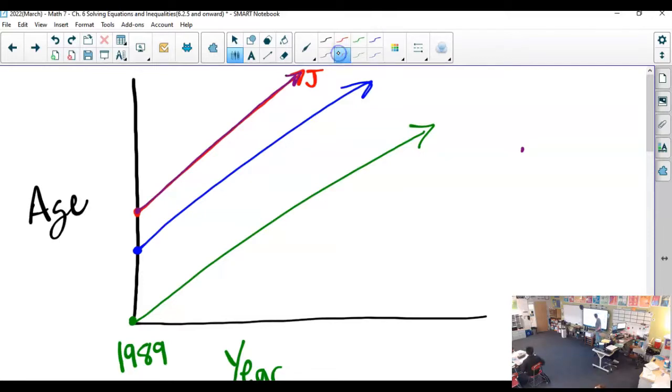Like here, in the year of our Lord, as some people say, 2022, are Jamie and Devin going to be the same age if I go all the way up to their lines? Yeah. Are my brother and I going to be the same age? No.